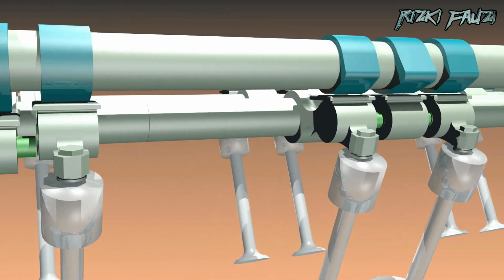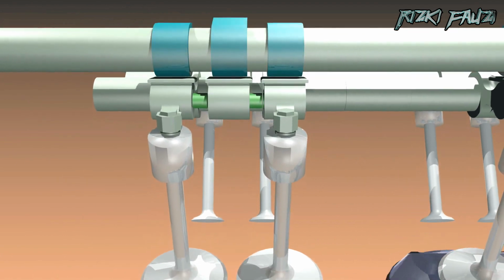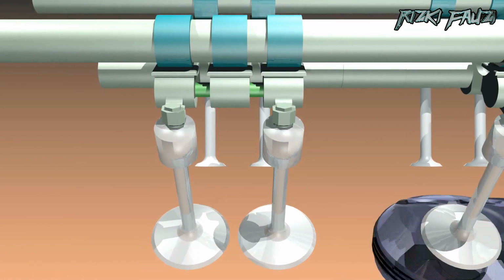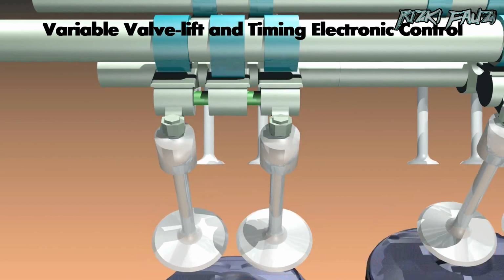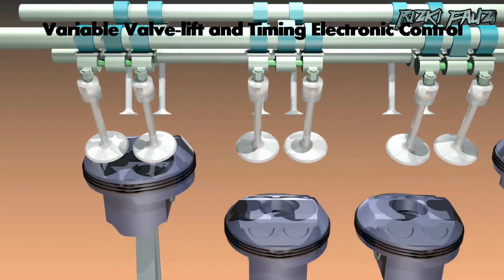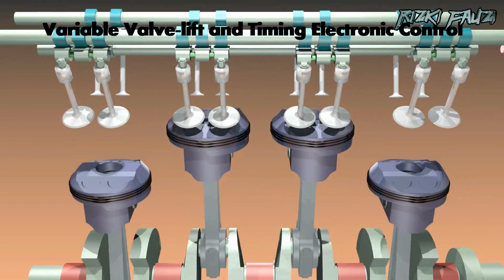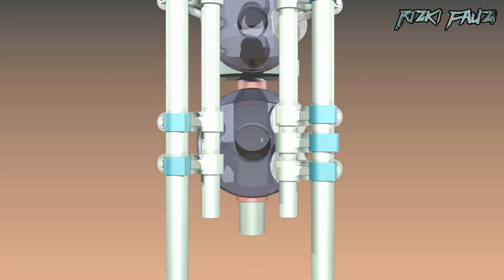Honda developed VTEC to keep the vehicle economic and have good torque at the lower RPM, as well as producing a great peak power at higher RPM. VTEC stands for Variable Valve Lift and Timing Electronic Control.